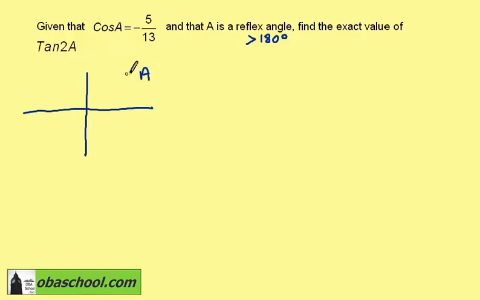If we look at our CAST diagram, that tells us that the angle is in this region, more than 180. But the cosine is positive in this quadrant, so the angle A must be in the T quadrant. In the T quadrant, the cosine is negative, as we can see above, and it is also a reflex angle more than 180. So our angle is in the T quadrant.